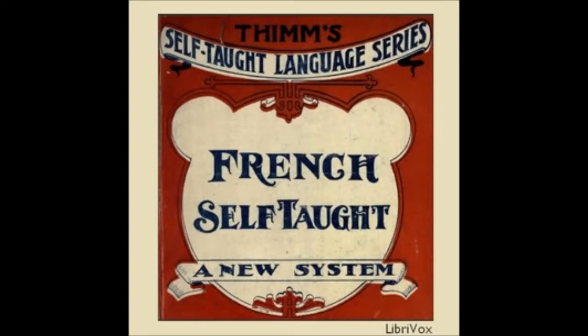Conditional. Present, I should sell. Je vendrais, tu vendrais, il vendrait, nous vendrions, vous vendriez, ils vendraient. Past, I should have sold. J'aurais vendu, tu aurais vendu, il aurait vendu, nous aurions vendu, vous auriez vendu, ils auraient vendu.